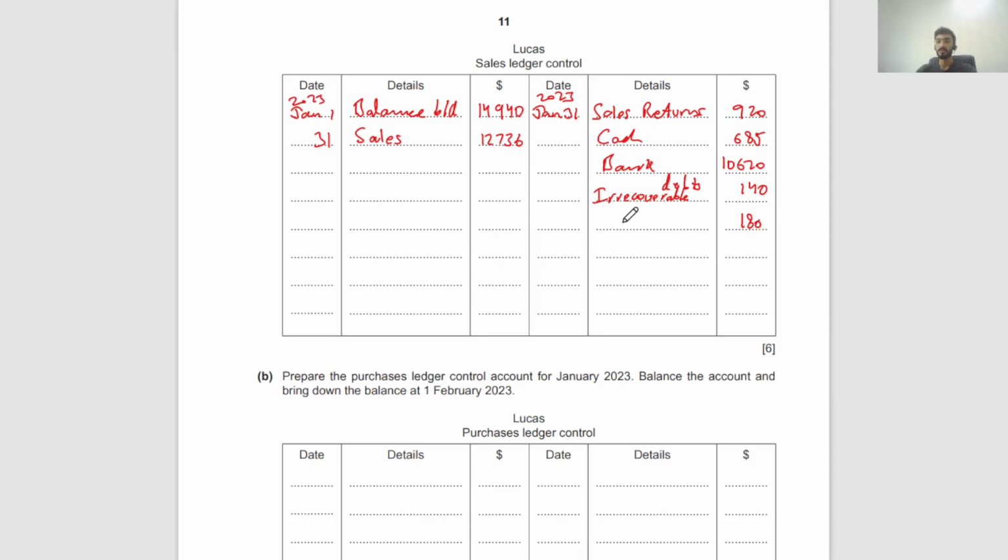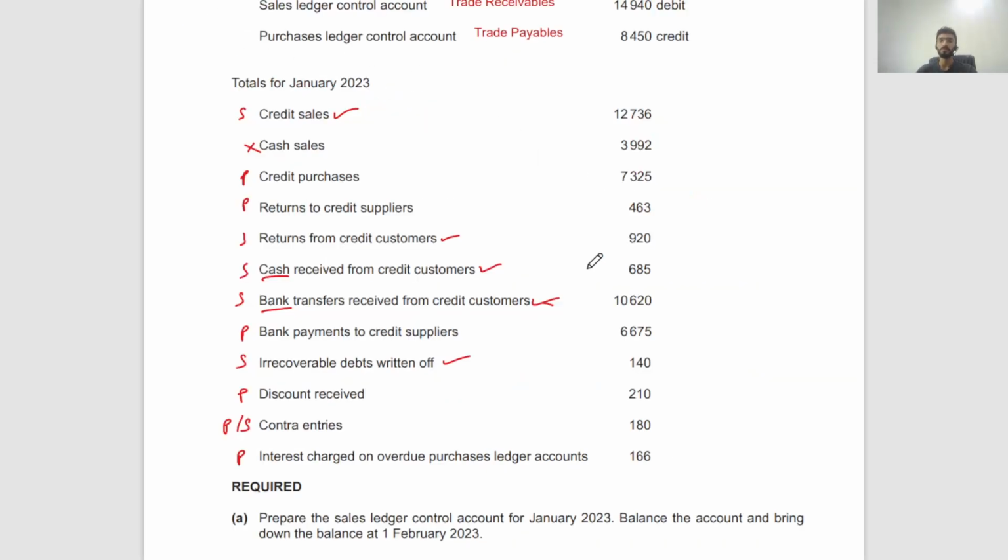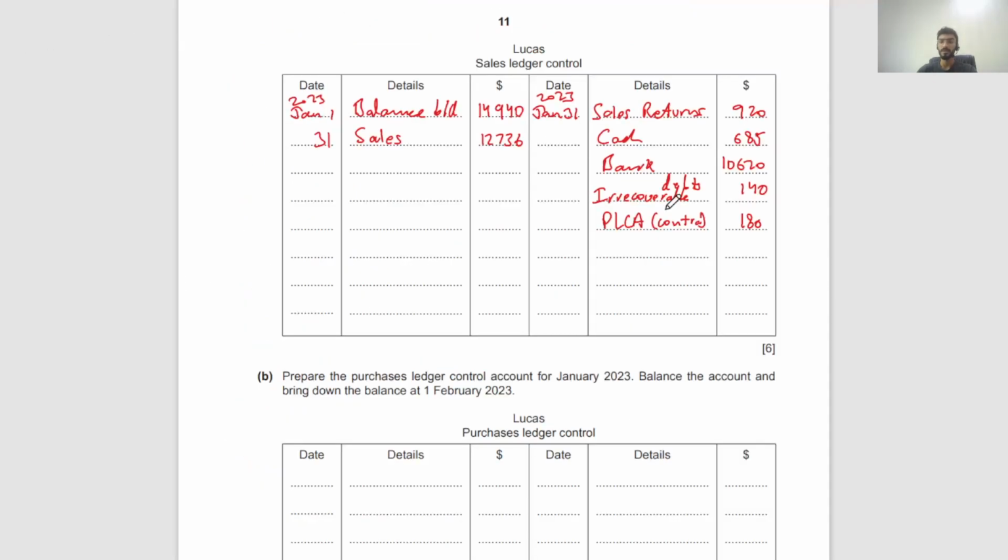So we can just say PLCA, and in the bracket you may mention it's contra, or set off, or whatever you like to put. PLCA, set off. Different ways to indicate what you're doing. Although the double entry is going to be in PLCA. Fine. I think we've dealt with everything. How many marks is that? 6. Not bad at all.